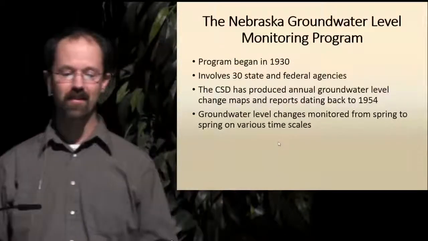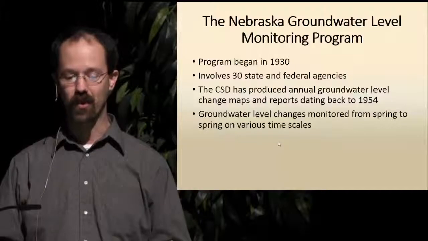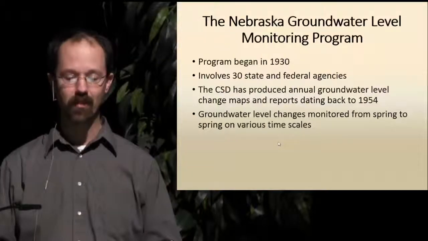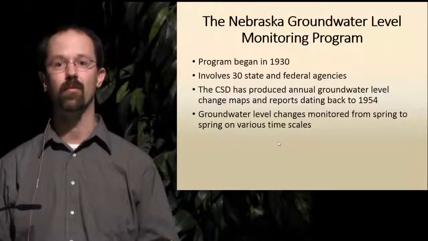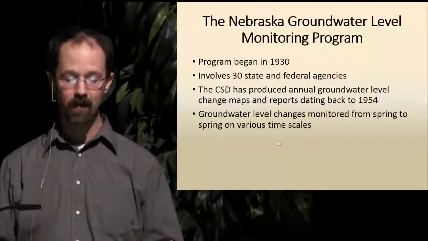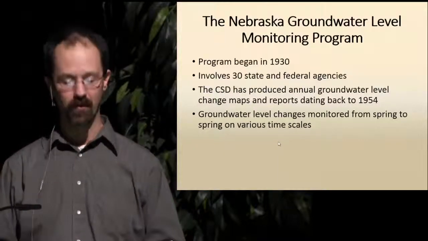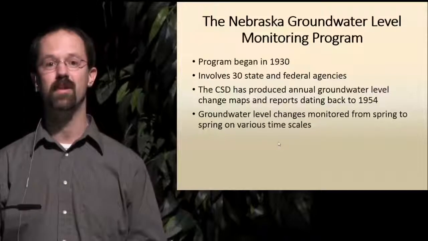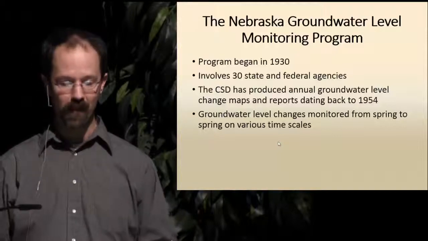So moving on to the Nebraska Groundwater Monitoring Program, now we're looking at monitoring and describing water as a resource. The Nebraska Groundwater Monitoring Program began back in 1930. It currently involves 30 different state and federal agencies. Most of those are the Nebraska Natural Resource Districts, who take the bulk of the water level readings every year. Also includes the USGS, the U.S. Department of Reclamation, and a number of others. CSD has produced annual groundwater level change maps, which date back to 1954. Most of those are available online. I'll give you the website for that in a little bit.